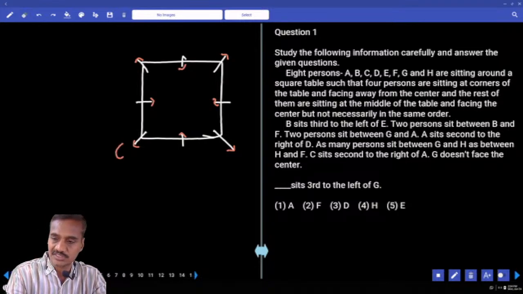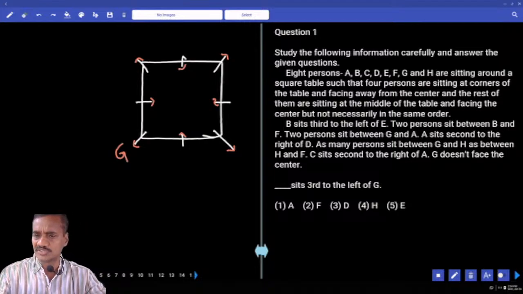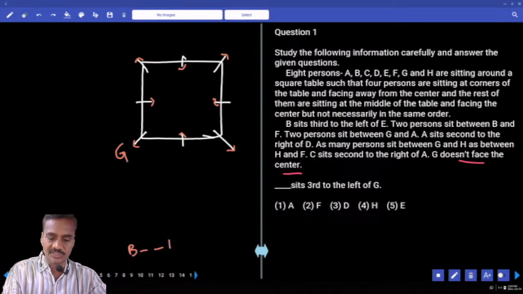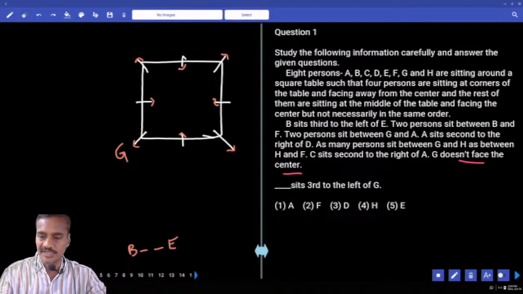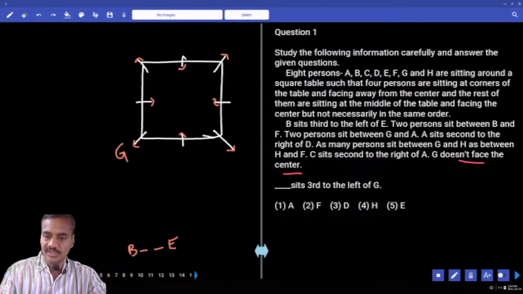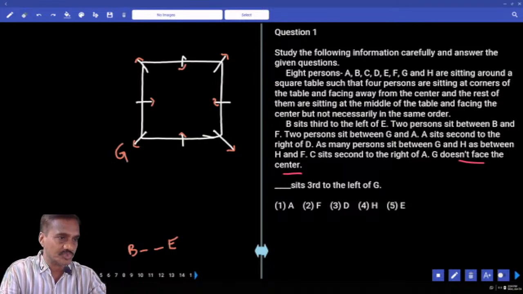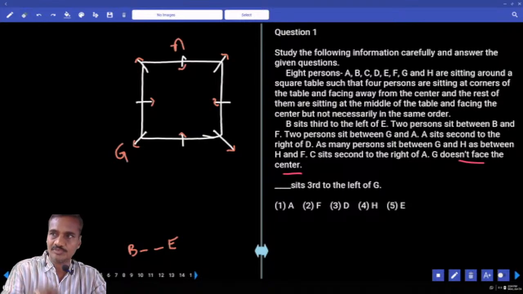Now 4 persons are sitting at the corners and are facing away from the center. The rest are in the middle of the sides, facing the center. Here G does not face the center, that means G must be at this corner. Then B sits to the left of E. And there are 2 persons between G and A. As there are 2 persons between G and A, how many possibilities do we have? 2 possibilities. Now A can be here, that is one possibility.